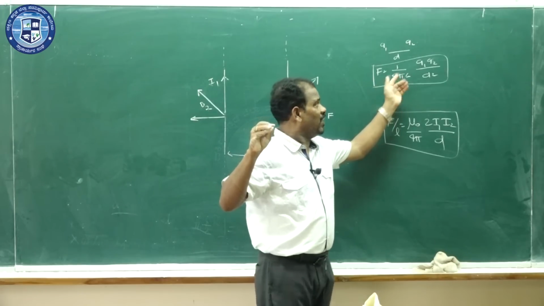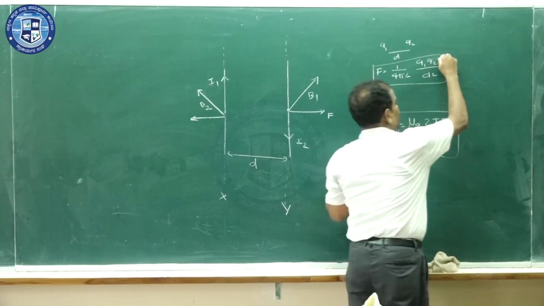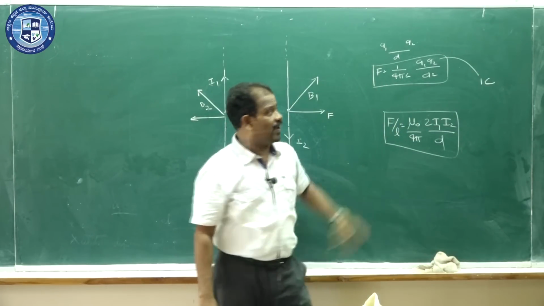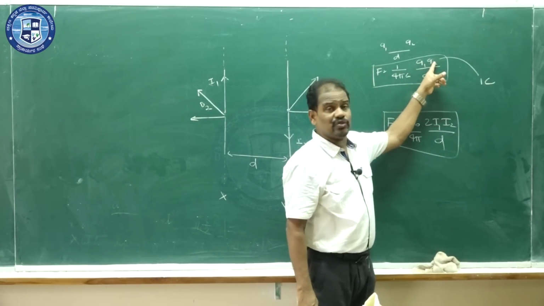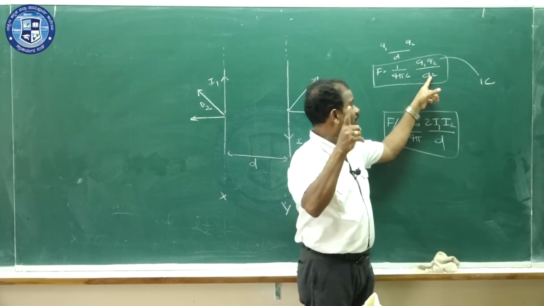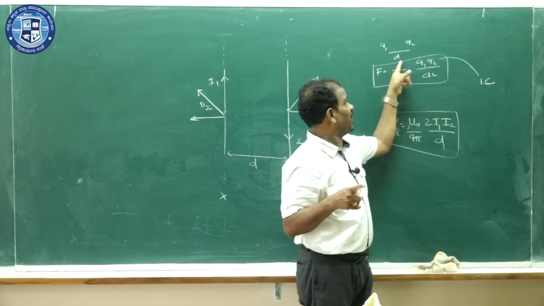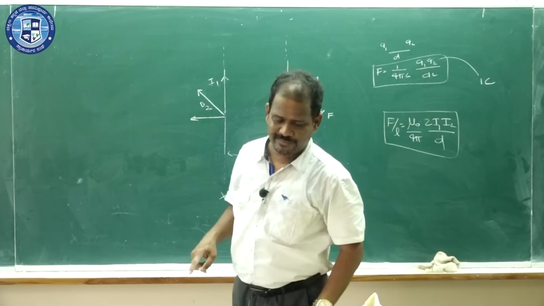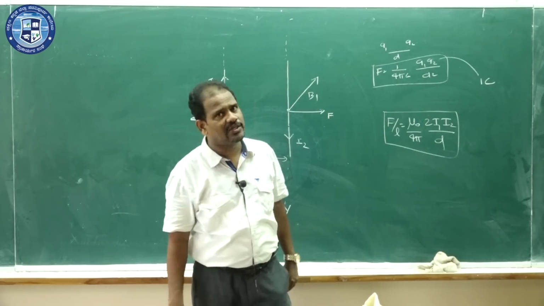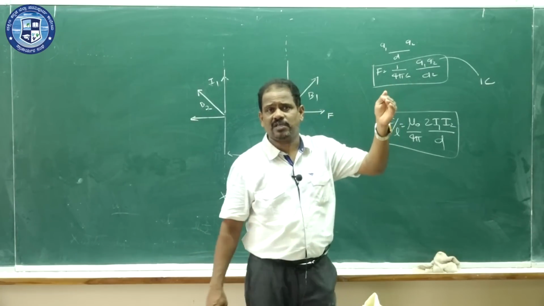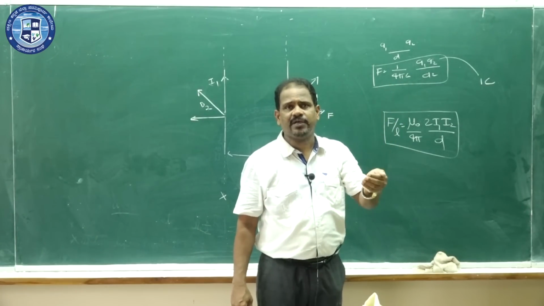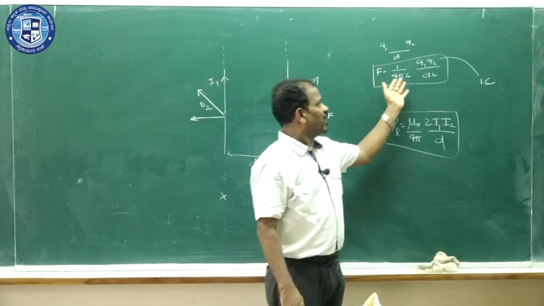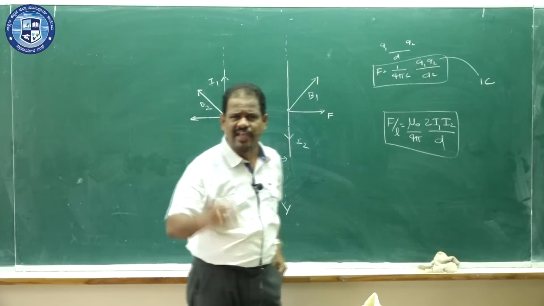Using this formula, we have defined the unit charge, that is 1 Coulomb. Remember how we defined it? When Q1 is equal to 1, Q2 is equal to 1, D is equal to 1, then F is equal to 1 by 4 pi epsilon naught, that is 9 into 10 to the power of 9. So that is the definition of unit charge. Unit charge is that charge which, when kept at a distance of 1 meter from an identical charge in air, repels with the force of 9 into 10 to the power of 9 Newton. Same concept here.